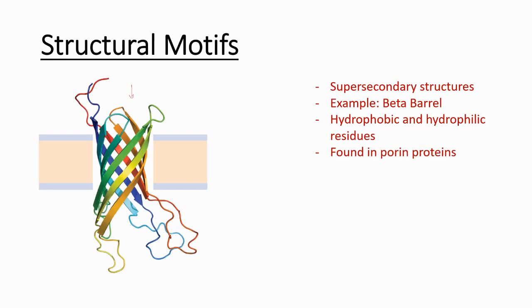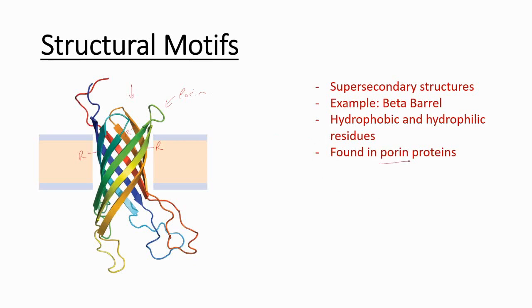In the beta barrel found here, you can see that it's crossing a plasma membrane, a lipid bilayer, and this kind of protein is called a porin. It provides a channel through which hydrophilic and ionic molecules can cross the lipid bilayer. To achieve this, the R groups of amino acids on the outside need to be hydrophobic, so they can interact with the hydrophobic tails of the lipid bilayer. Internally, the R groups pointing inwards need to be hydrophilic, so they can interact with the molecule that is to be transported.